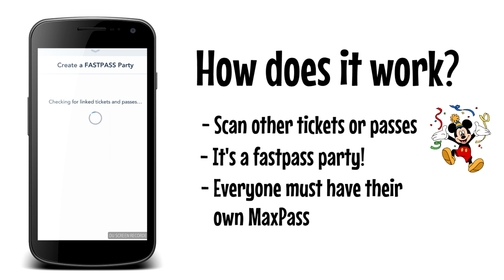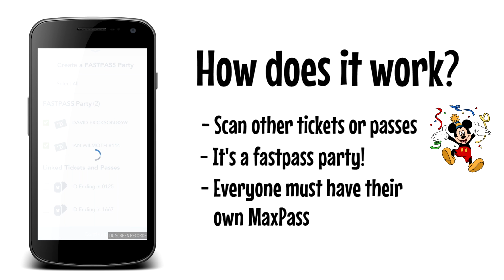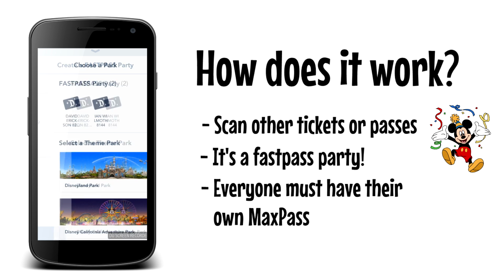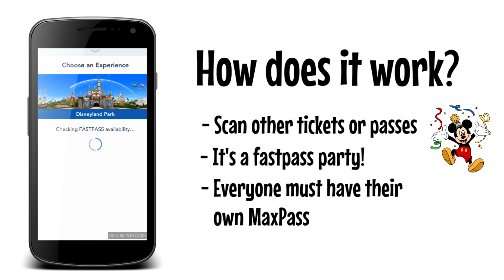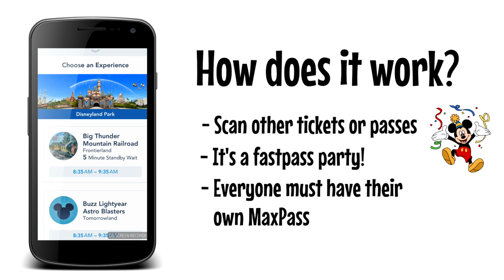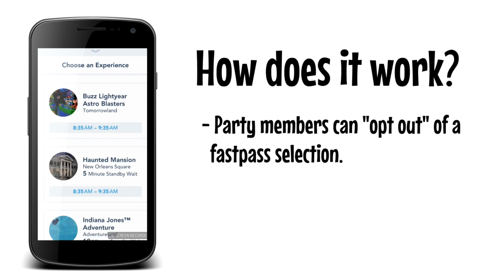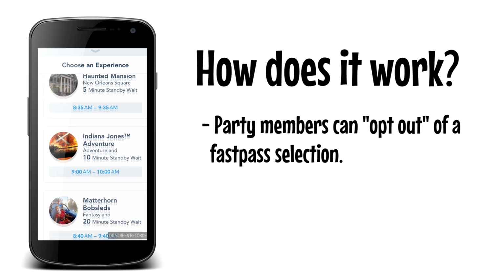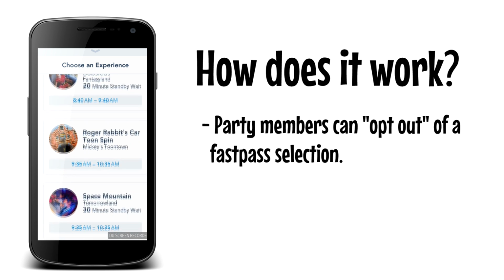Each member of your party will need their own version of MaxPass though. One person can pay for the whole party if you prefer, once all the tickets have been scanned. In either case, once your FastPass party is created, only the manager of that party needs to book the FastPass. A FastPass for one is a FastPass for all. The individual members of the party do not have to also reserve their own FastPass. Having said that, you do have the option to have individual guests opt out of a given FastPass choice, should that guest decide they want to enjoy a different attraction.